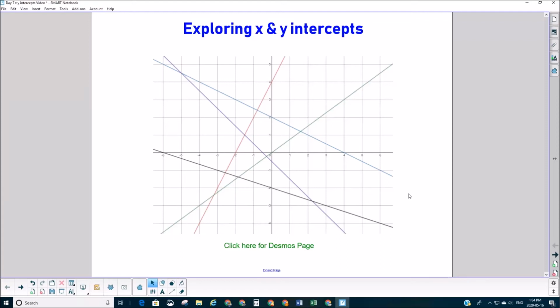All right, today we're going to explore X and Y intercepts. And we've been exploring Y-intercepts for a long time. It's an important part of our scenarios that we study. It's the flat rate. It's where the axis or our scenarios usually begin. But we're also going to today explore X-intercepts.